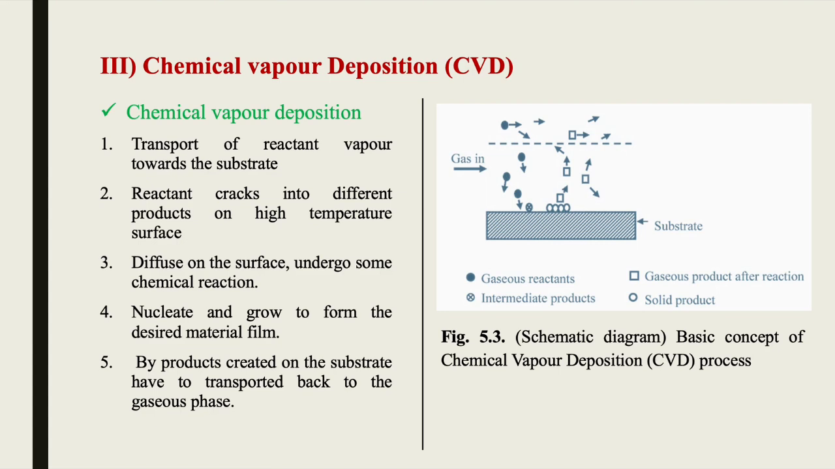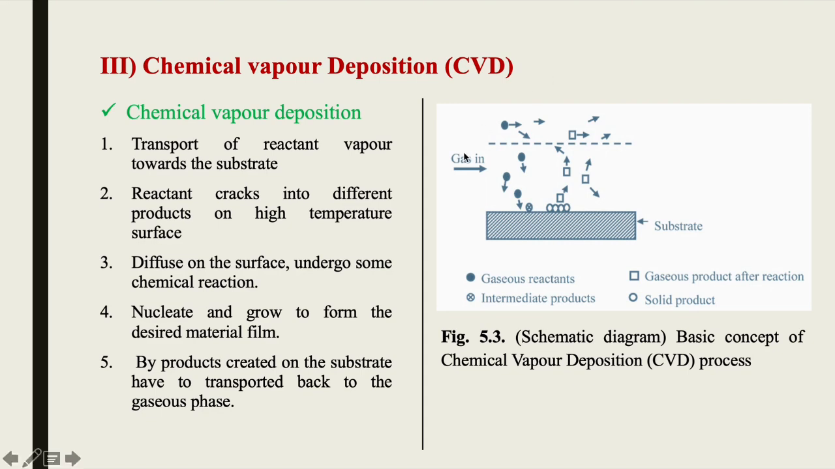After the chemical reaction, it starts getting nucleated, and nucleation will take place, and it will grow to form the desired material films. As you can see, these solid products form a particular desired film. This is because of nucleation, and further, if this process continues for a long time, it will grow and form the thin film.